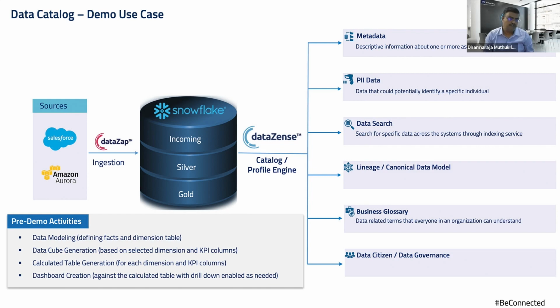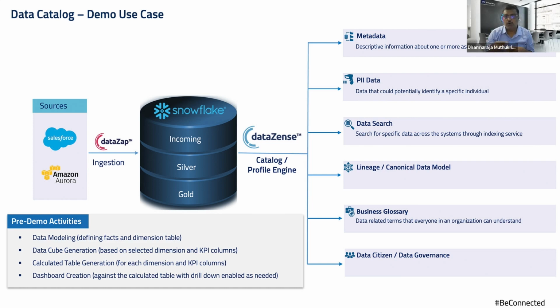The demo use case which I am going to show you right now is all pre-done. I'm just going to show the definitions and the output. We are pulling in data from Salesforce and Aurora. The data ingestion is going to happen into Snowflake. Snowflake already has some set of data, and we have segregated it for better understanding, like incoming, silver and gold layers, and then you can do a process of data cataloging.